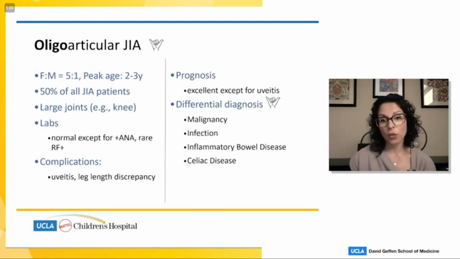And again, they would like you to know about the differential diagnosis when you have an individual coming into your clinic with 4 or fewer joints involved with arthritis. And that includes malignancy, infection, including post-infectious, IBD or celiac disease.